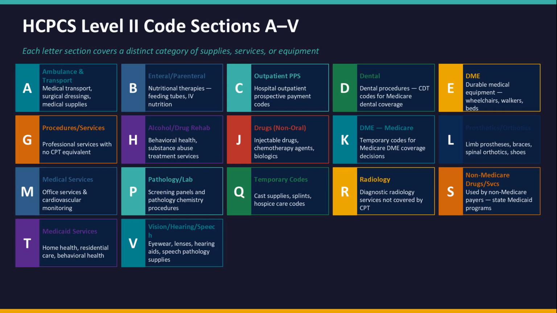K codes: temporary codes used while CMS evaluates whether to establish permanent coverage for a DME item. These are commonly used for Medicare DME billing. T codes: Medicaid services, home health, behavioral health, residential treatment. These are primarily used by state Medicaid programs. You don't need to memorize every code in every section, but you absolutely need to know which letter takes you to which category. That skill alone will save you tremendous time when coding or taking your exam.